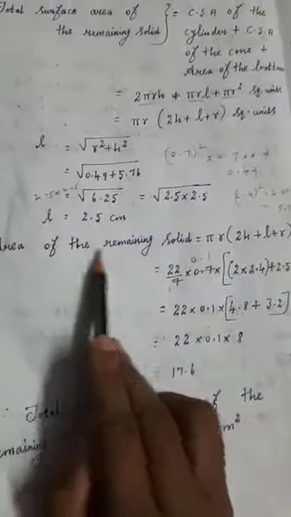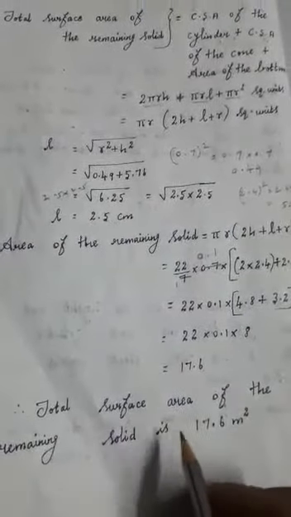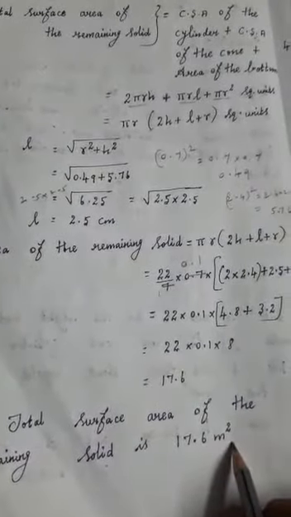Now you have got the area of the remaining solid. So you can write: total surface area of the remaining solid is 17.6 meter square. So that is the answer.